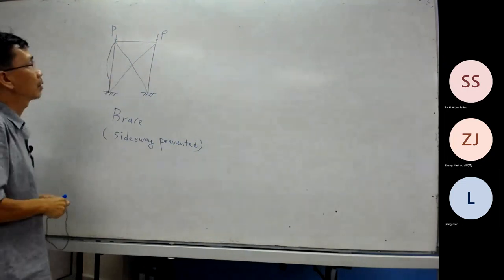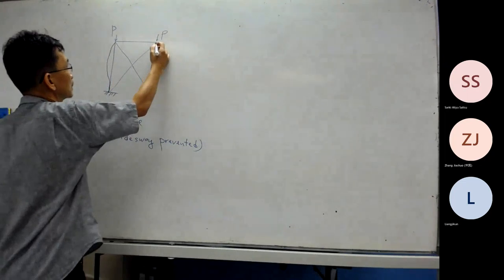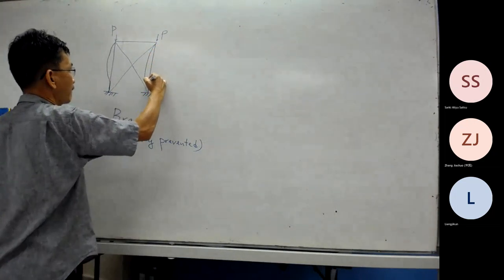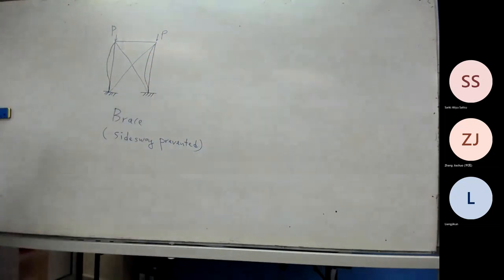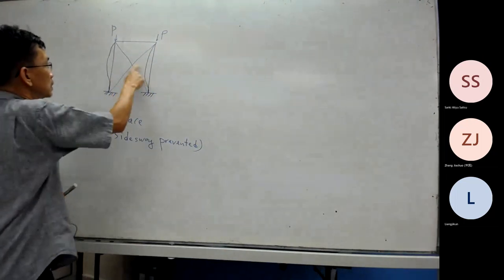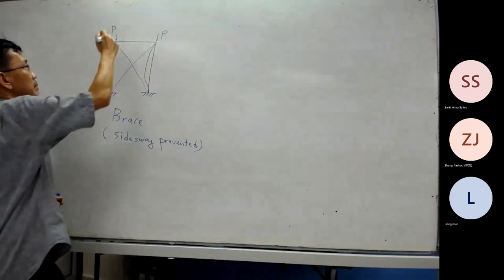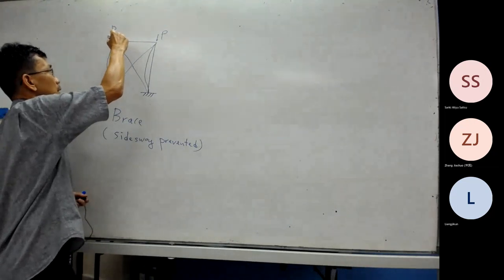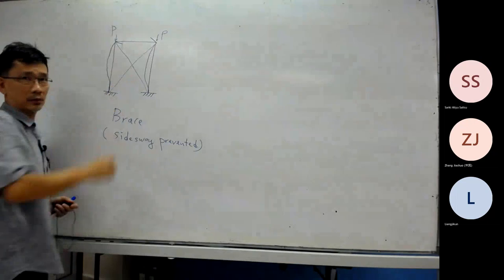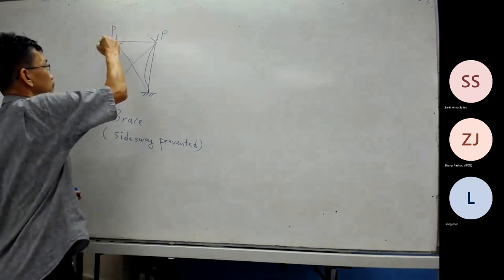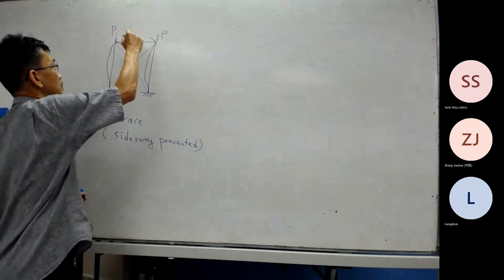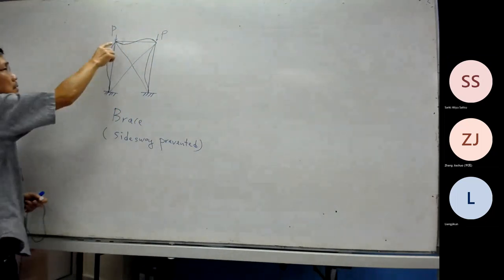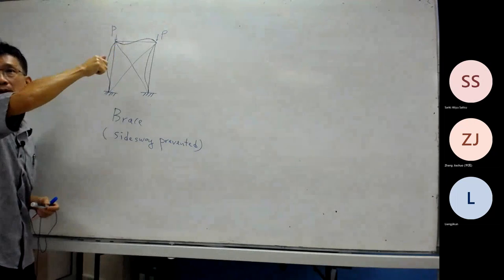Then this one can also buckle like this. But the ends are not free, there is a beam here. When this one rotates, this side of the beam must also rotate. If this bends like this and this bends like this, then the beam must bend like this, because here and here, the rotation must be the same.